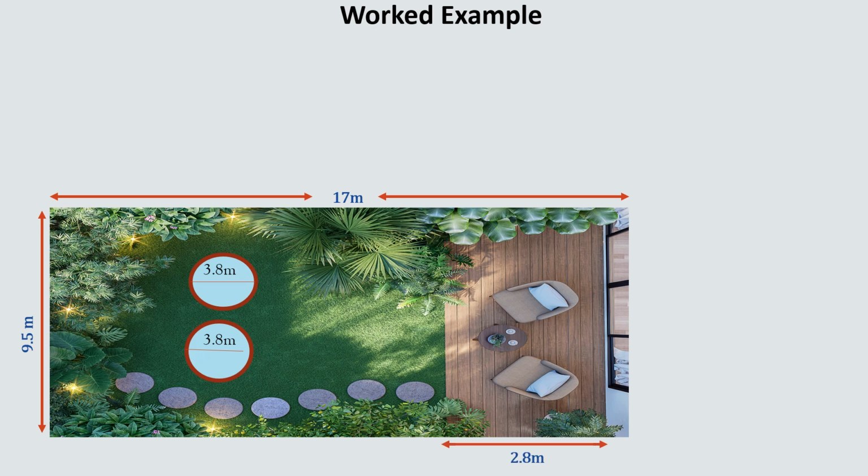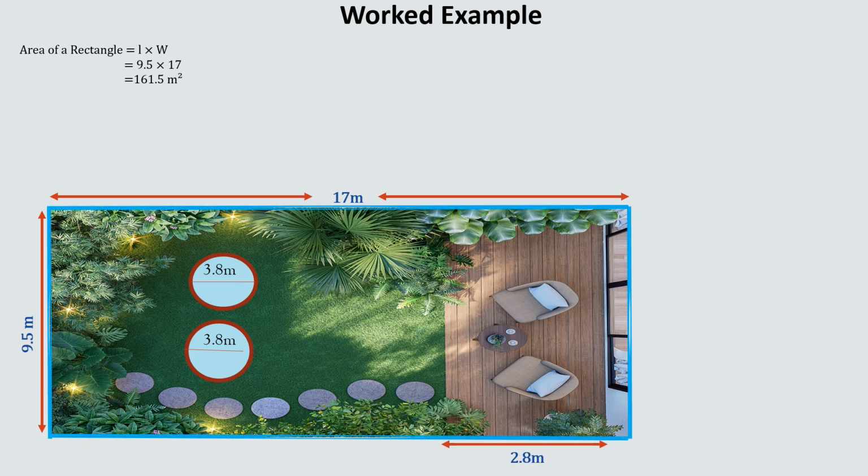Now what he did, he has started calculating the area of the grass by subtracting the area of the patio and two ponds from the total area of the garden. So to understand the total area of the garden, first we need to understand the total area of the whole rectangular garden along with the patio, which is length times width. So the answer will be 9.5 times 17, which is 161.5 meters square.